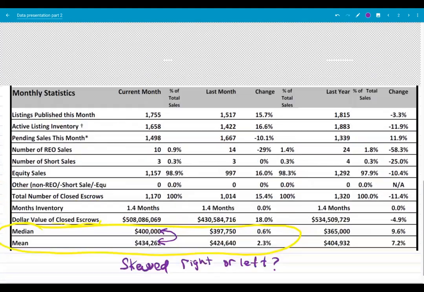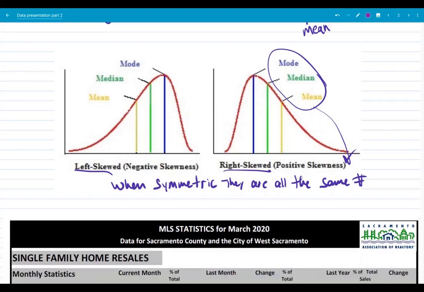The mean is bigger, so let's go back up to this graph. When the mean is bigger than the median, it's skewed right. The mean determines which direction the skew is going compared to the median. If the mean's on the right side, it's pushing right. If the mean is on the left side, over here on the left, the mean is pushing it left, skewed.